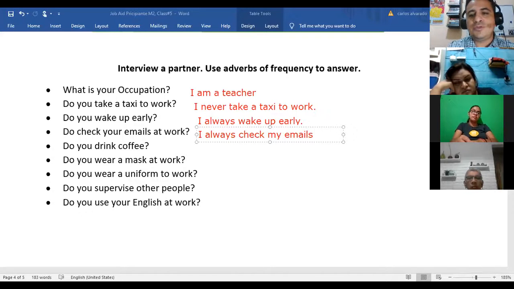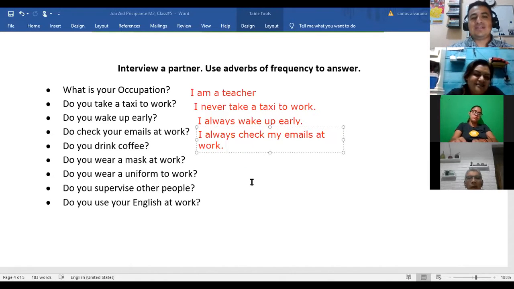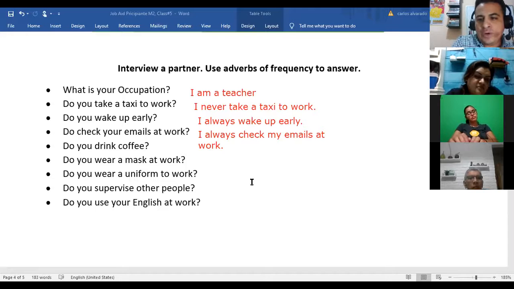Ya no puedo escribir, es mi noche. I always check my emails at work. Okay, now, también puedo agregar aquí información en cuanto del tiempo. Por ejemplo, I always check my emails in the morning, in the afternoon.